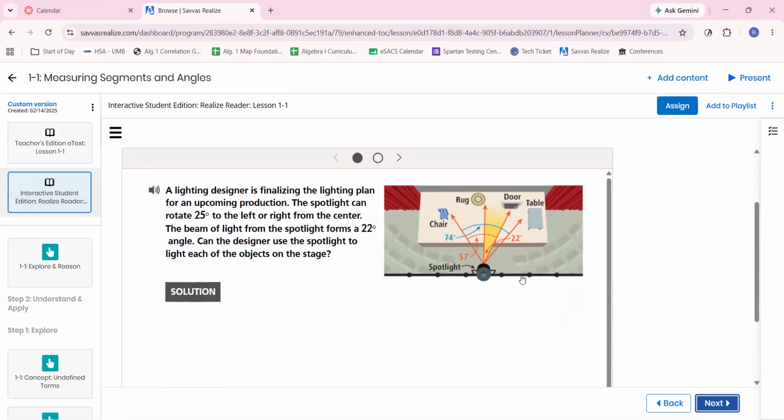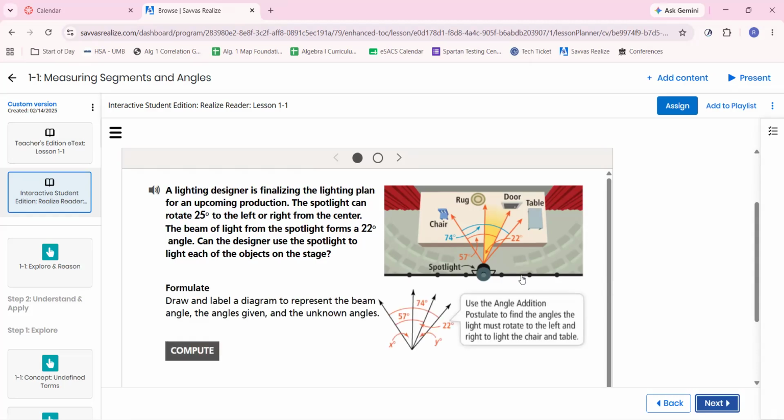A lighting designer is finalizing the lighting plan for an upcoming production. The spotlight can rotate 25 degrees to the left or right from the center. The beam of light from the spotlight forms a 22-degree angle. Can the designer use the spotlight to light each of the objects on the stage? So we redrew it with the angles a little bit more clearly labeled there. We've got the chair on the left. The rug is pretty much straight up from the vertex, the door, and the table. So you can see X and Y in that picture.